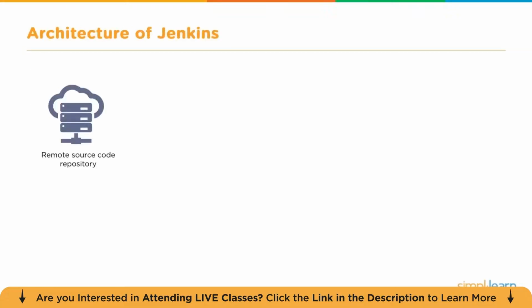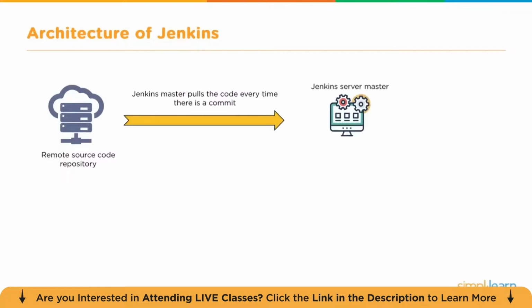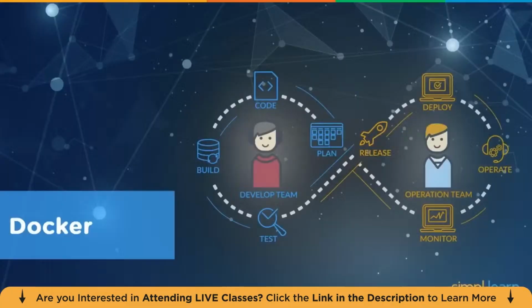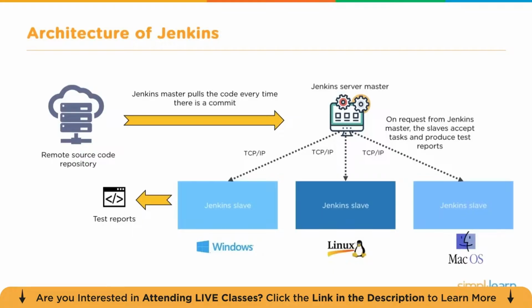So let's break out the architecture of Jenkins. Jenkins starts with a remote source code repository, and it pulls the code every time there is a commit into the server master. The server master will then have a slave that will run on either Windows, Linux, or Mac OS to distribute its load across those environments. After it has gone through and run its tests, it'll then send out a report. The goal of the report is to communicate back to the team what has passed and what has failed the check-in process.